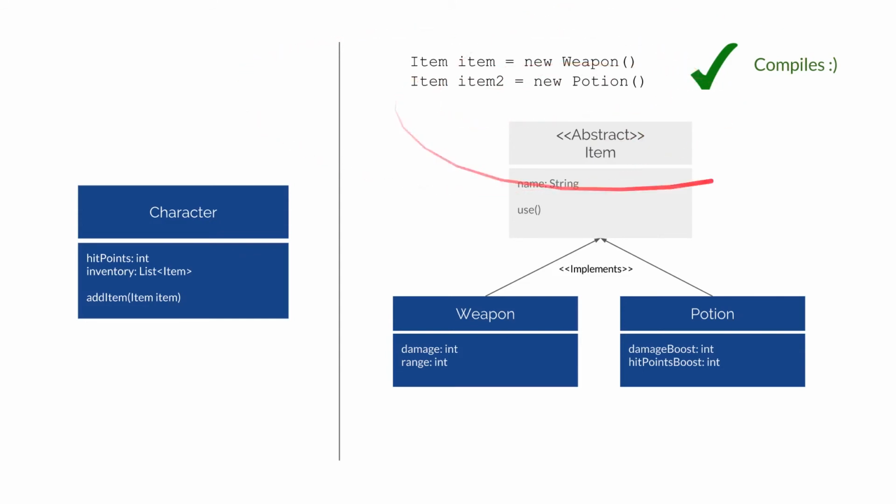This will compile just fine. And notice that we don't have to specify what kind of item the actual variable is here, right? So we just specify that the variable is an item, but when we instantiate, we have to say what kind of item it is.